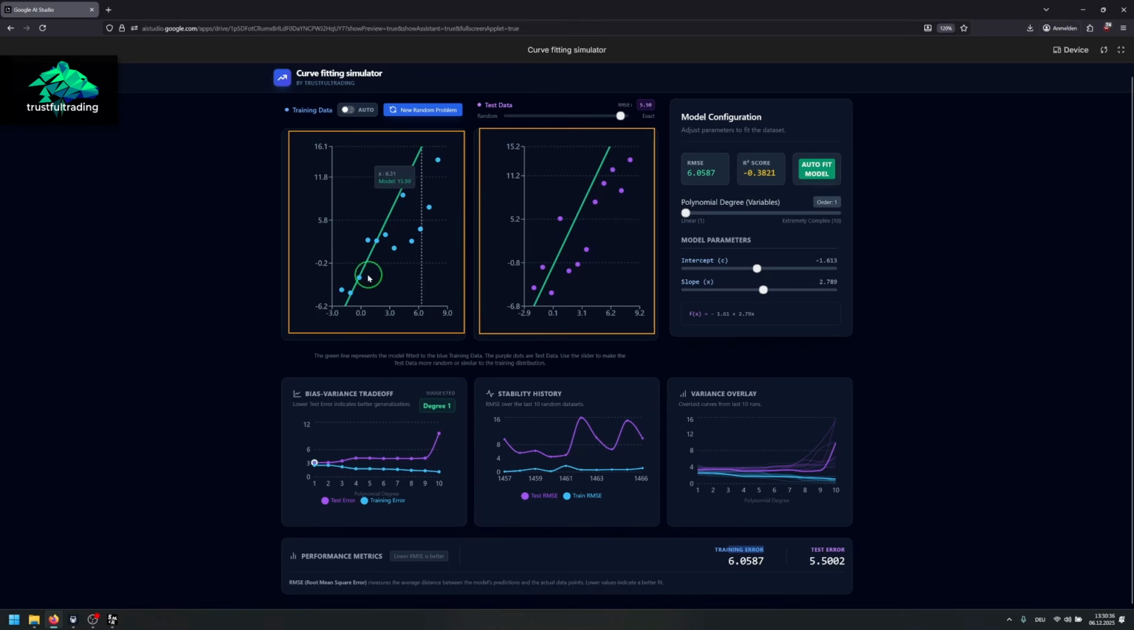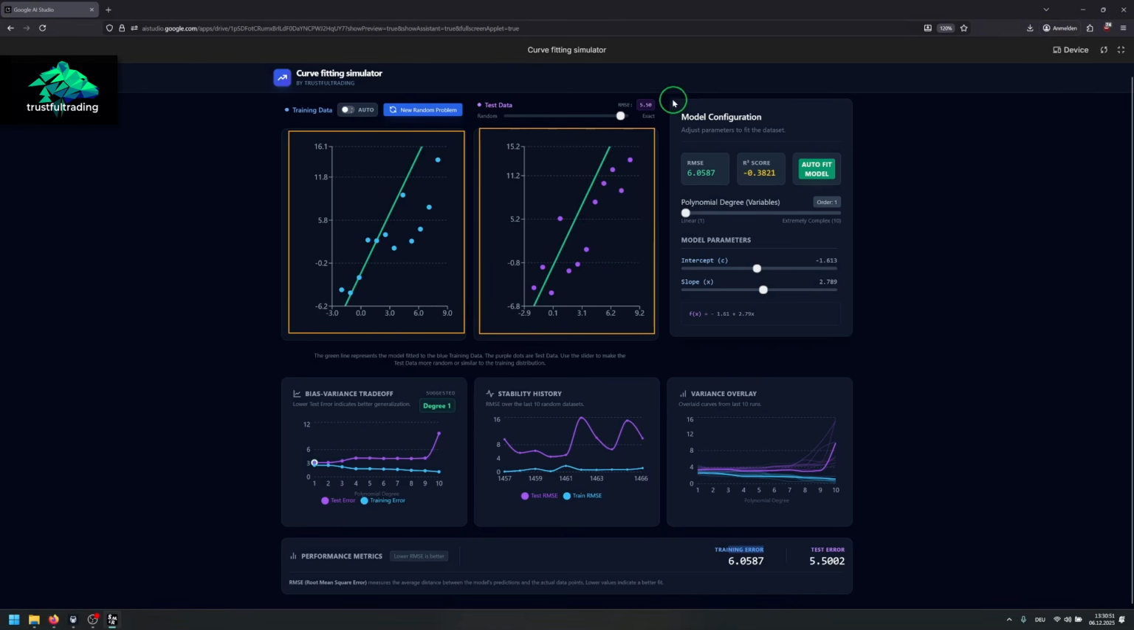Okay, and the green line is our trading system. This is our model, and it's the same here in the backtesting window and in the live market window. Now here on the right side, we can configure our model.